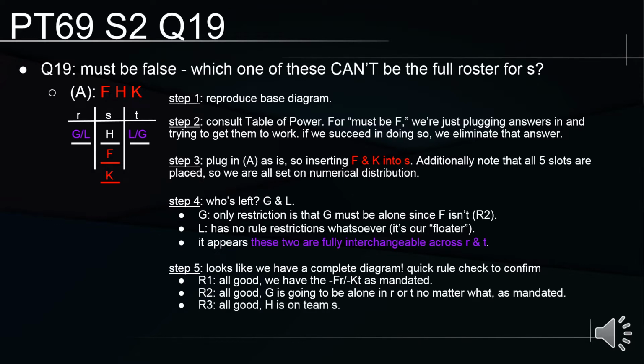And rule 3, that was good ever since we drew our base diagram. H is on team S. So since this was a must be false question, but we got answer choice A to work, we eliminated. On to B.